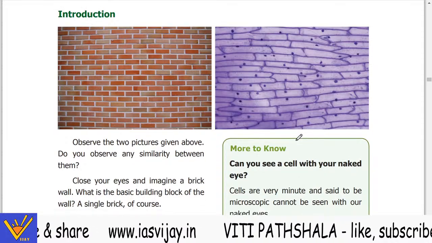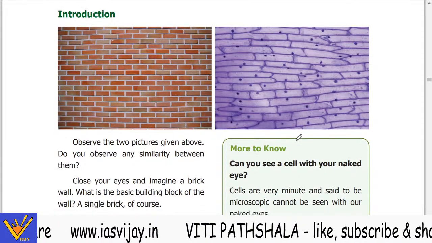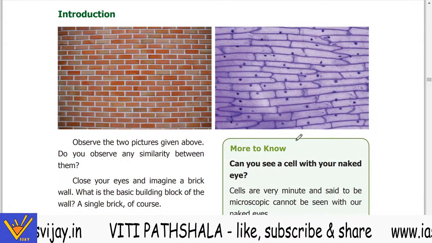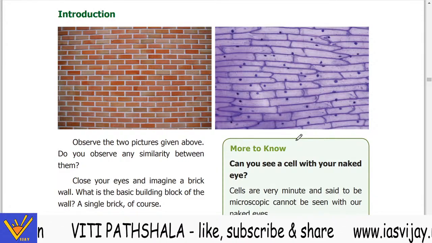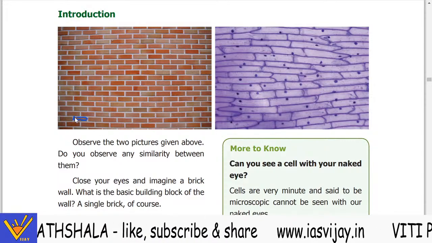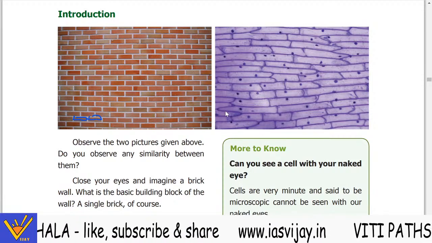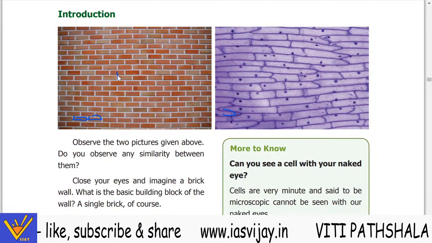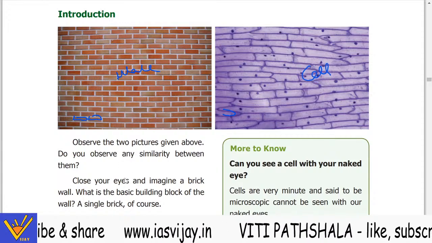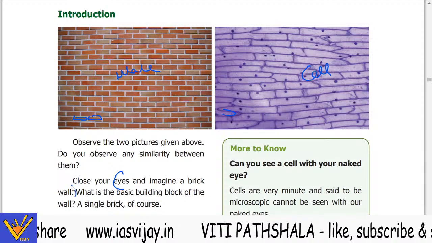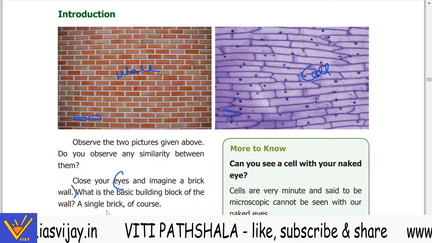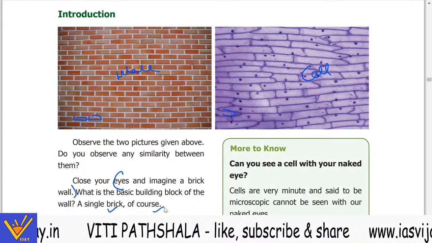Now first we will start with the introduction. Observe the two pictures that are given above. Do you observe any similarity between them? Yes, we see they are in a brick structure. So we can observe the similarity. So one is your wall of the house, other is they have shown the cell. Close your eyes and imagine a brick wall at your home. Now what is the basic building block of the wall? A single brick, of course.